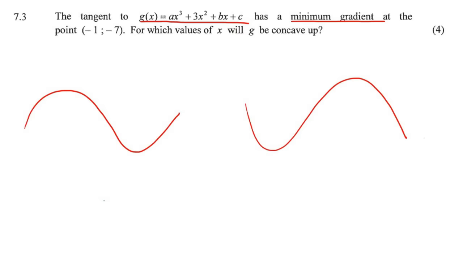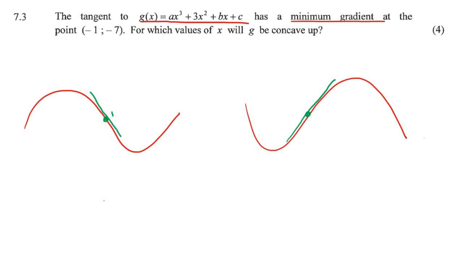Now, in this kind of scenario over here, first of all, the steepest gradient that you can find, or the steepest tangent that you can find, is always going to be at the inflection point of a graph. So it would be like that, or like that, for example. Okay, that is where you would find the steepest.